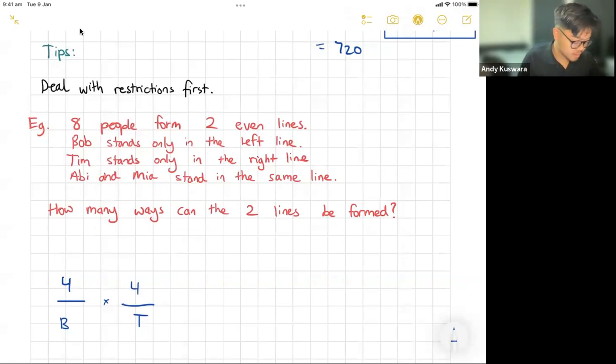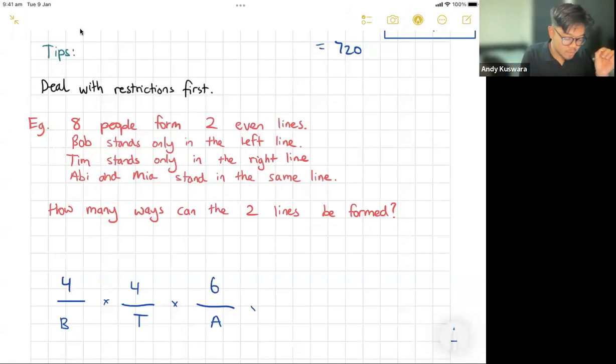Okay, now let's have a think here. If we've done Bob, we've done Tim, let's think about Abby. Okay, now Abby, if Bob and Tim are standing one on each side, there's actually going to be 6 places left where they can fit. Okay, so Bob's taken 1 space on the left, Tim's taken 1 space on the right. Abby has 6 options. So I'm just going to go, Abby has 6 options.